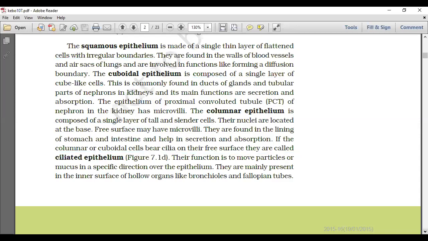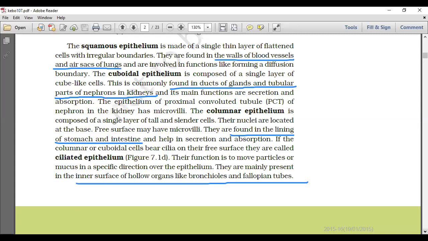The simple squamous epithelium is found in the walls of blood vessels and air sacs of lungs. Simple cuboidal epithelium is commonly found in ducts of glands and tubular parts of nephrons in kidneys. Simple columnar epithelium is found in the lining of stomach and intestine. Ciliated epithelium is present in the inner surface of hollow organs like bronchioles and fallopian tubes.